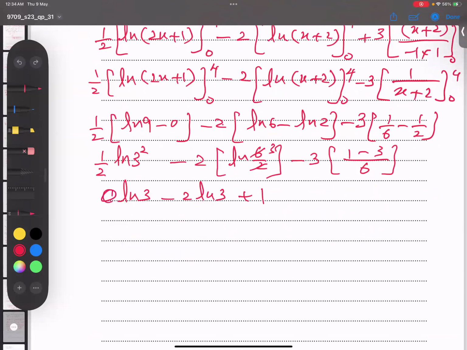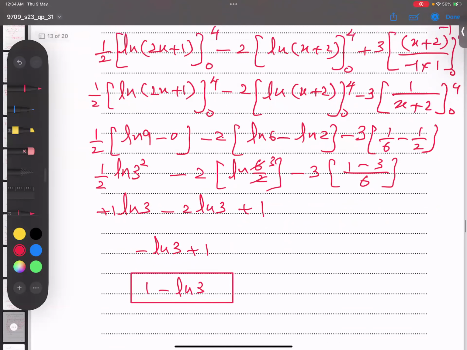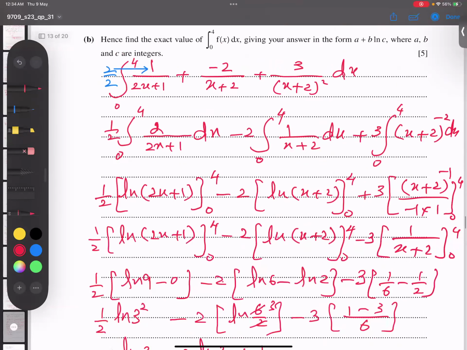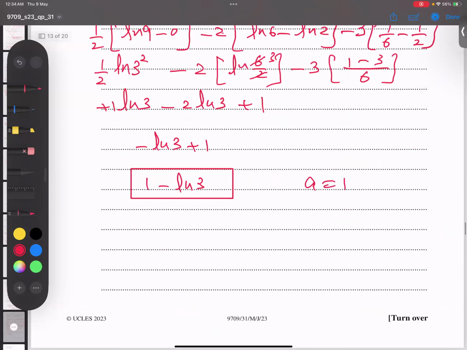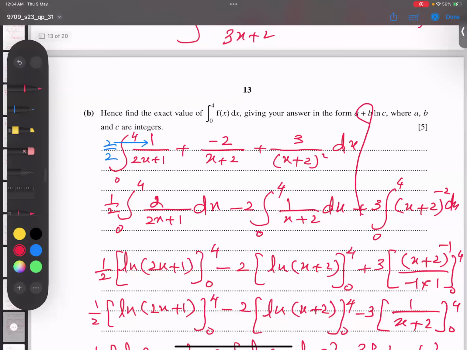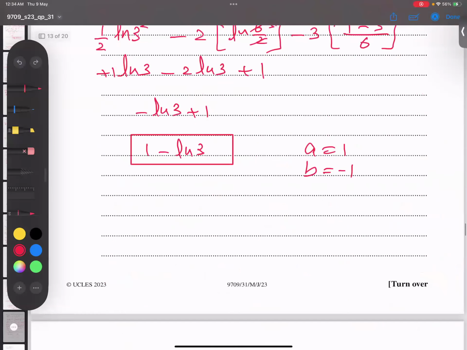So what is the number before +1? So +1 and -2 give you -1. I believe you understood how I got this one, or 1 minus log of 3 is our answer, which is a match. If he asks you A, B, C, I can tell A is 1, B is -1, and C is 3.